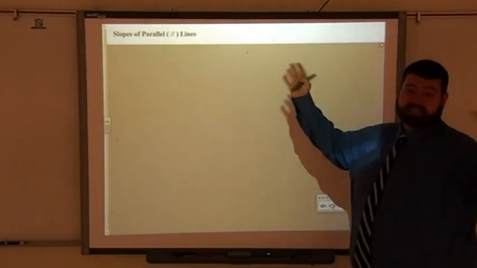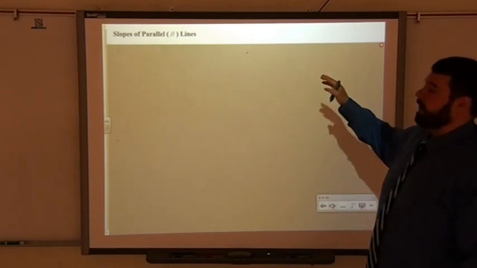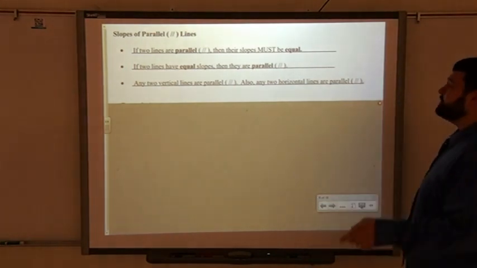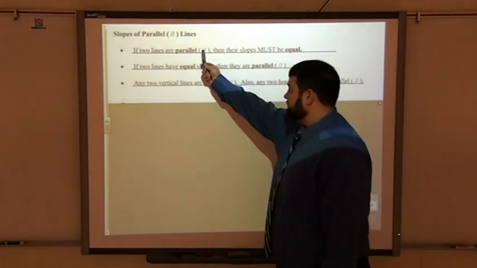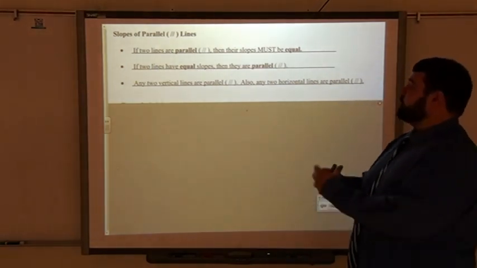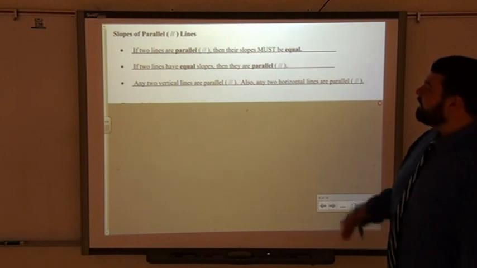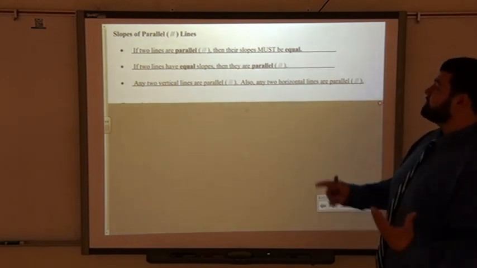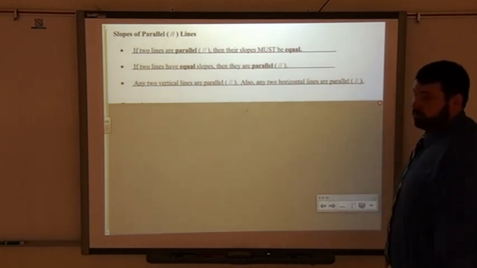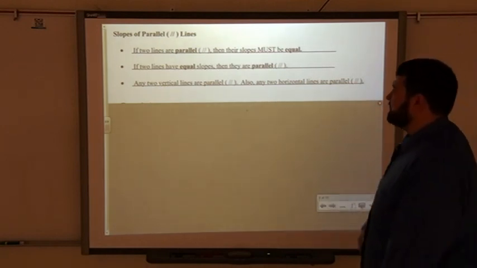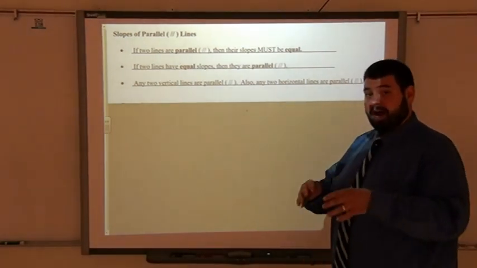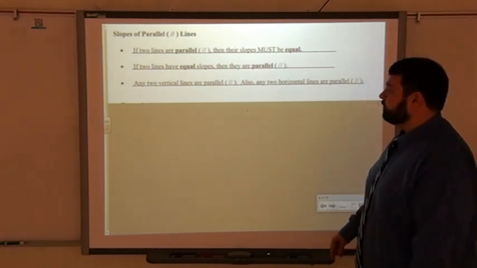Now, the next big thing that we're going to talk about is the slopes of parallel lines. Okay? If two lines are parallel, which is exactly what that symbol means, then their slopes must be equal. If two lines have equal slopes, then they are parallel. Also, any two vertical lines are parallel, and any two horizontal lines are parallel to each other, which should just make sense. Now remember, the word parallel means that they'll continue forever in both directions and never ever touch. So that's exactly what we're looking for here.